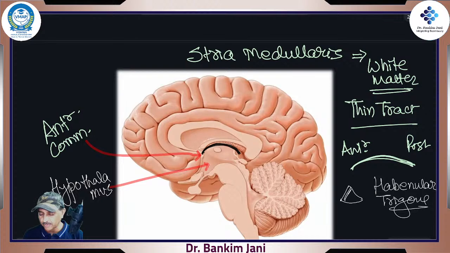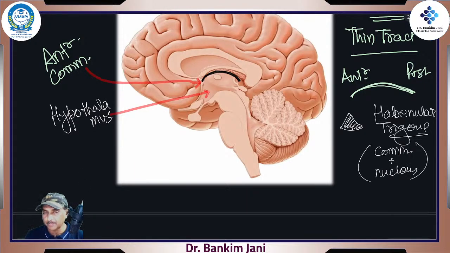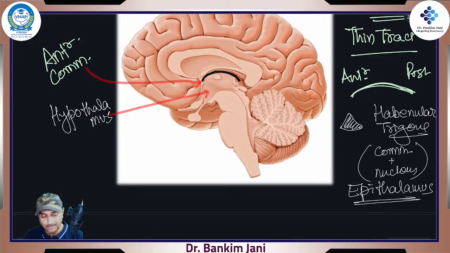This is like a trigone, right? This habenular trigone, which will have the habenular commissure as well as the habenular nucleus, and this is part of the epithalamus, right? So this is the epithalamus. Now, is it coming properly? Let's see, this is the hypothalamus.